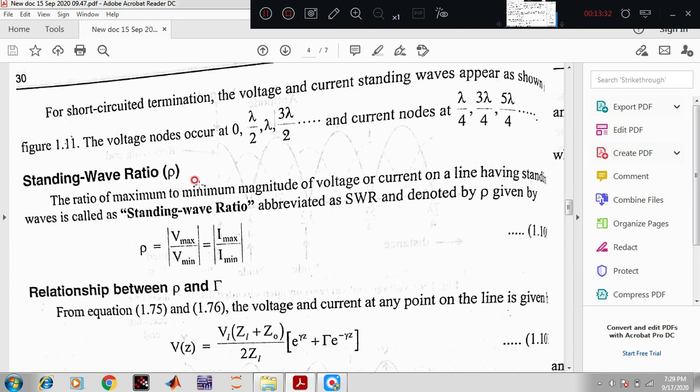And let us go with one more important terminology in the transmission line, that is known as standing wave ratio, right?